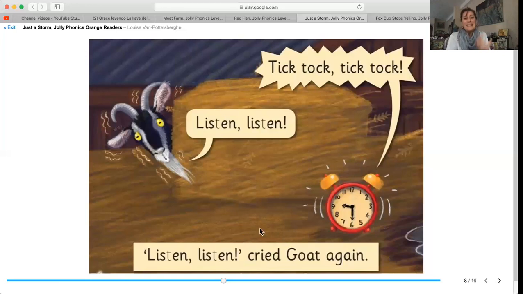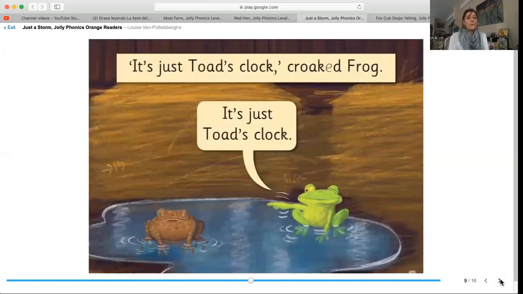Yes, listen, listen, cried goat again. Oh, she's still trembling. So she's afraid of all the noises. Oh my goodness, yes. Now let's see. What does toad say? The frog, and the frog croaked and said, what? It's your turn to read.